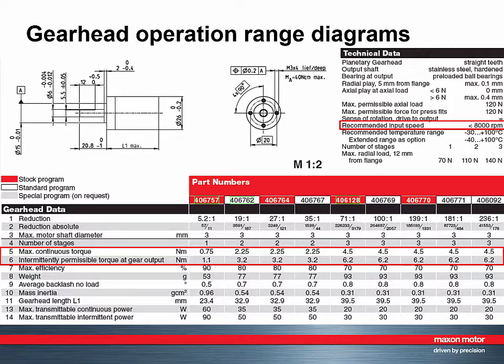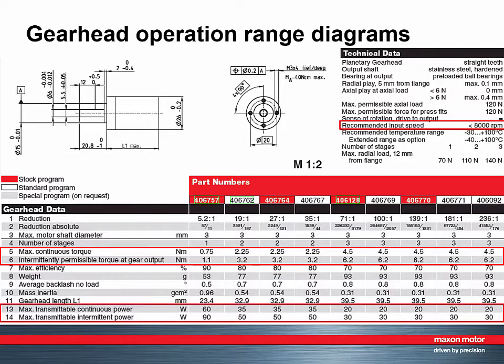Up to this point, we have considered the speed and torque limitation of gearheads. However, it's the combined effect of speed and torque, the transmitted power, that is related to service life. The higher the transmitted power, the lower the life expectancy. Therefore, it's reasonable to limit the transmitted power as well. The corresponding values are given for the newer maxon gearheads.